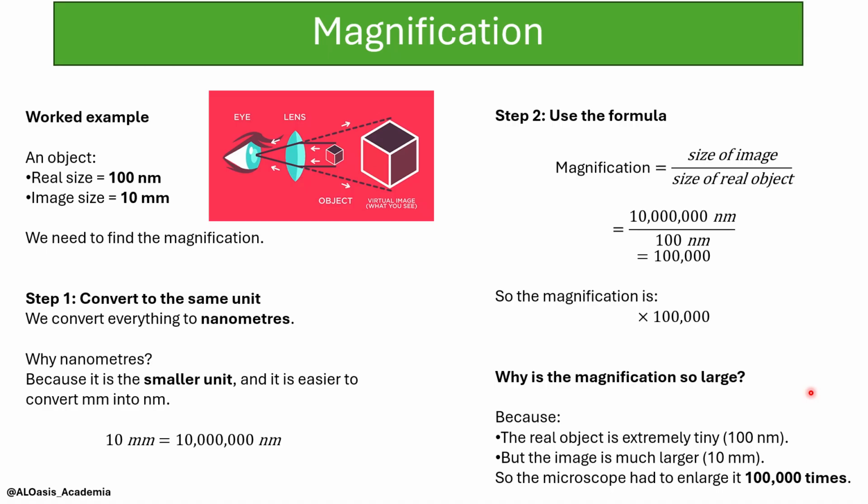So always remember that there are two steps. Always split your work into two steps. First one, make sure that the units are the same. The second one, just apply the formula and make sure that you are arranging the formula in the right way. And in this example, they are asking for the magnification, so no rearrangement was required.